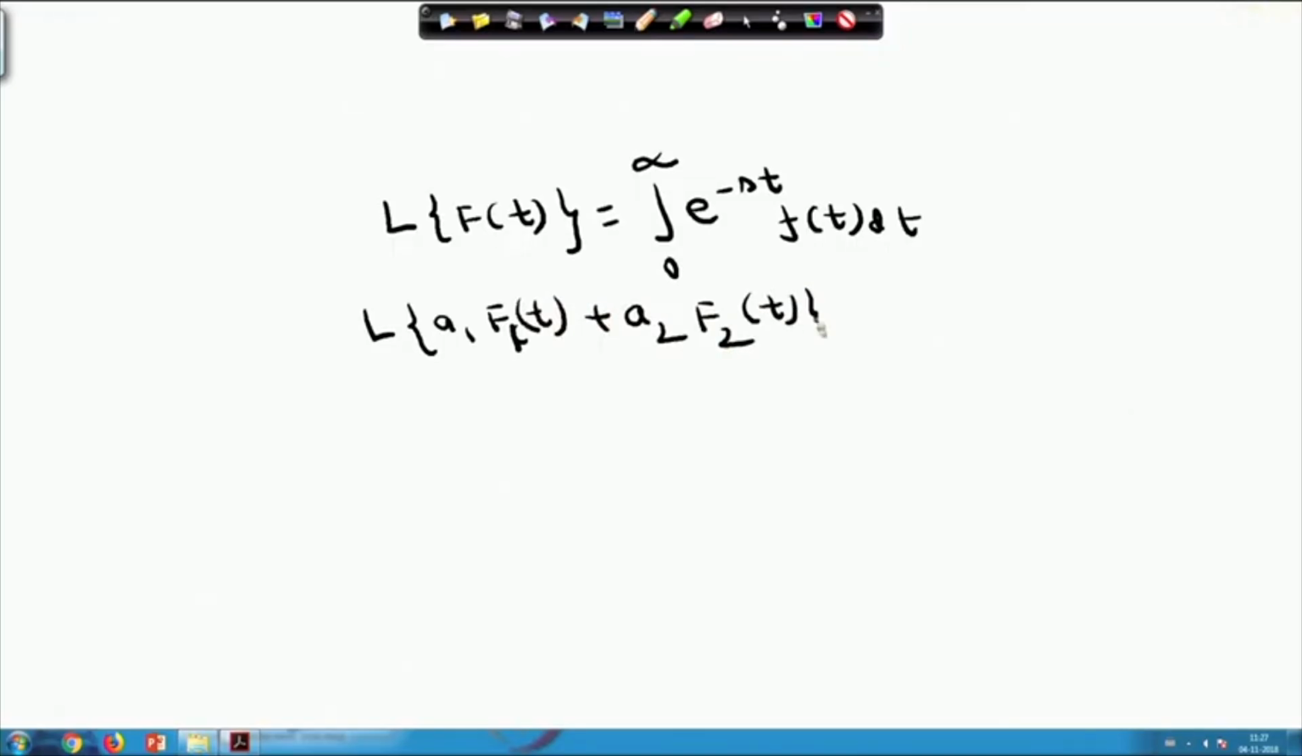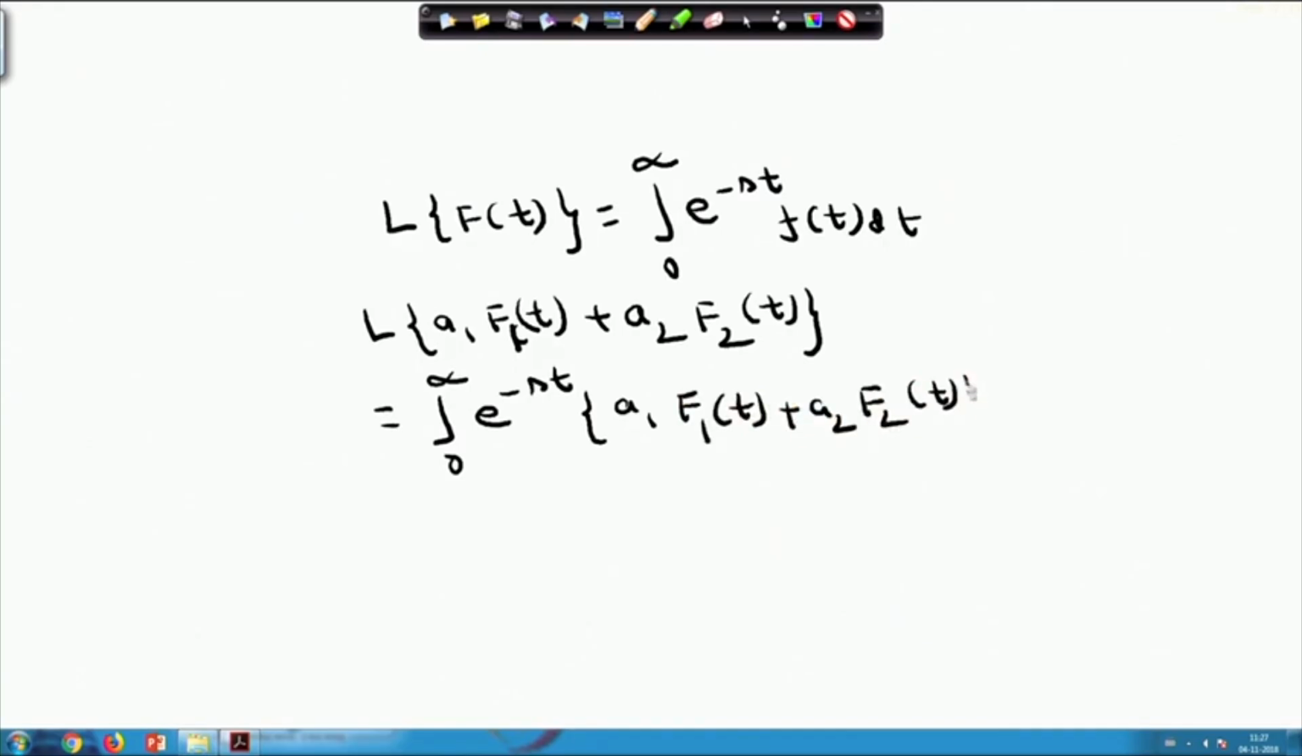So, when we are writing it, this equals, using the definition of Laplace transform of f(t), we can write it as the integral from 0 to infinity of e power minus st into this whole term, that is a1 f1(t) plus a2 f2(t) dt. So, now I can break this into two parts, two integrals.